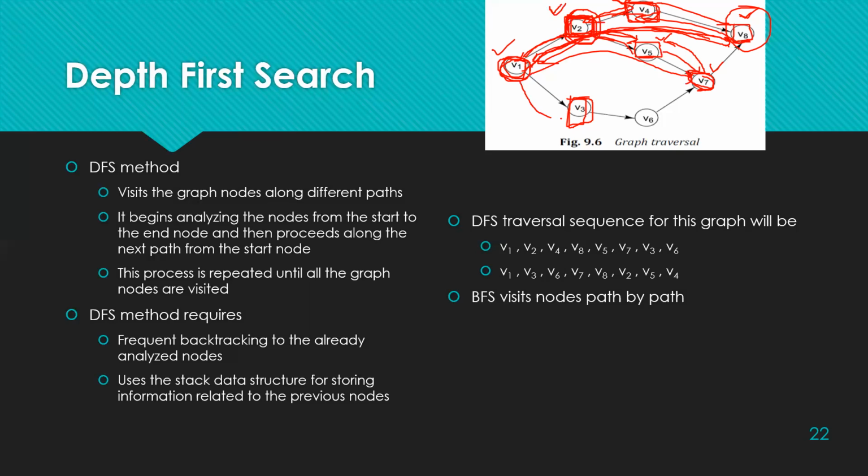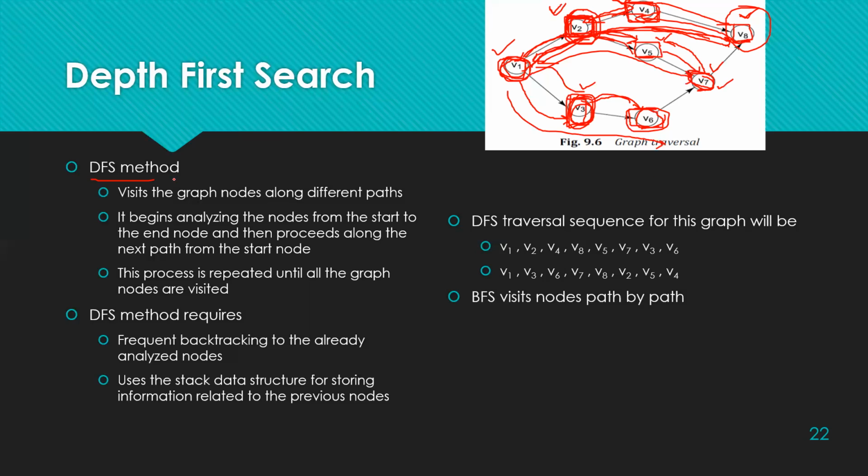Therefore you go to V3, visit V3, and explore its neighbors. Who is the neighbor of V3? V6. Has V6 been visited? No. So you jump to V6 and analyze its neighbors. For V6, the neighbor is V7, but V7 is already visited. This indicates that this is the end of the path. Again you trace back and you see that all the nodes have been visited.